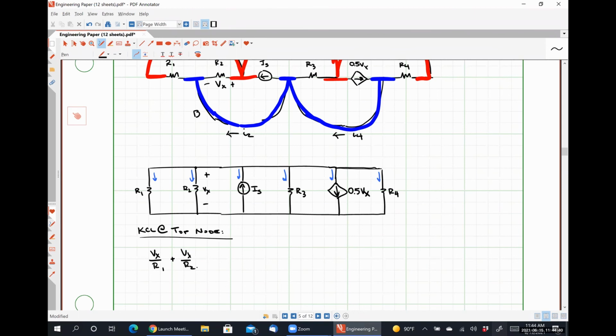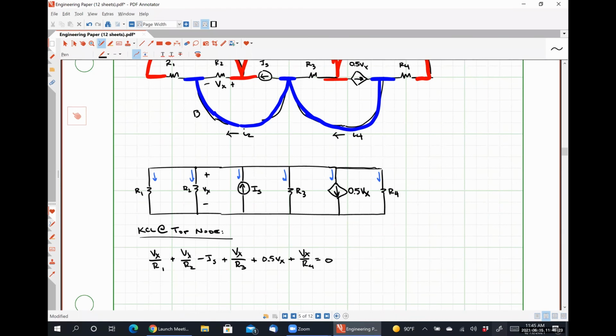What about the current flowing down through the independent current source? Negative Is. Yep. Current flowing down through resistor R3. Vx over R3. The current flowing down through the dependent current source. Positive 0.5 Vx. And the current flowing down through the resistor R4. Vx over R4. All right, so we have one equation and one unknown, so we can solve that for Vx, and we have made a great start.